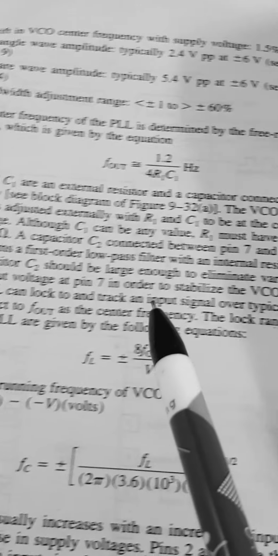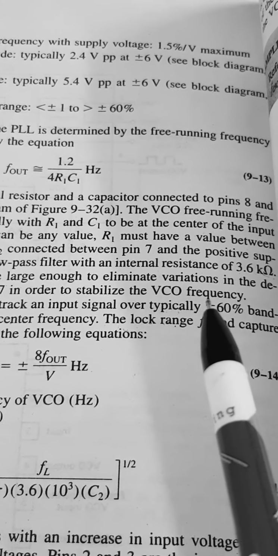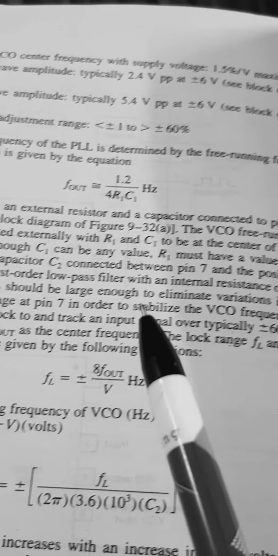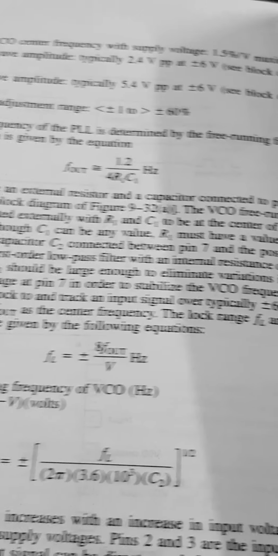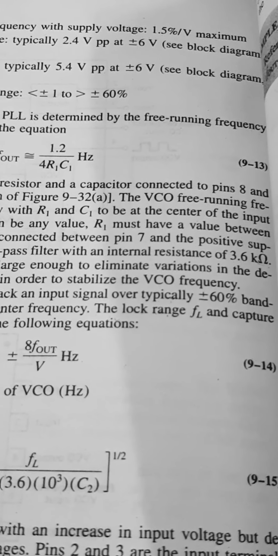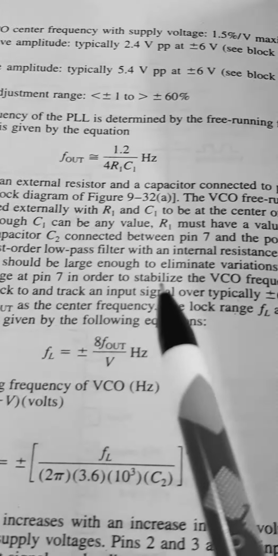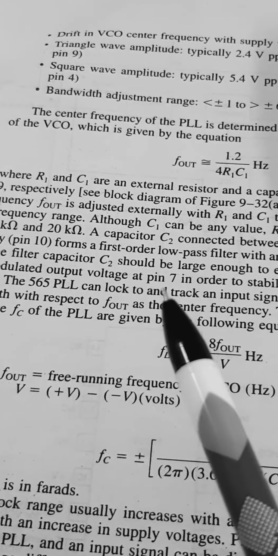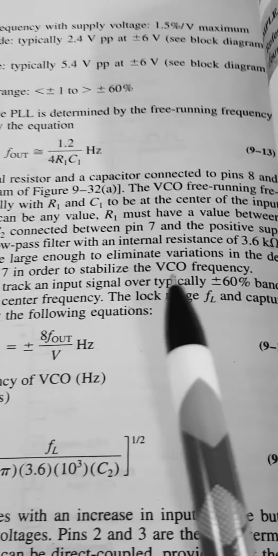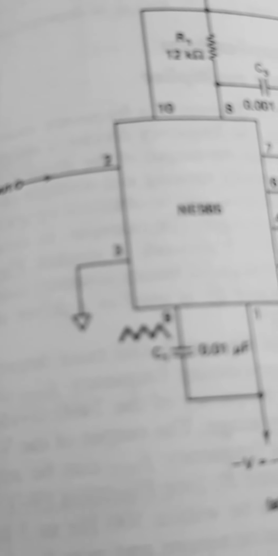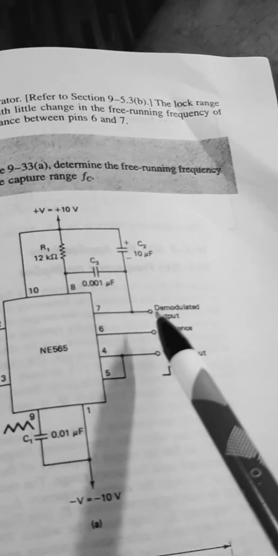Demodulated output voltage pin, in order to stabilize the VCO frequency, eliminate the variations at pin number 7. This low pass filter, this capacitor C2, should be large enough to eliminate variations in the demodulated output voltage at pin number 7 in order to stabilize the VCO frequency. In order to stabilize the frequency, it should be free from the variation in frequency.